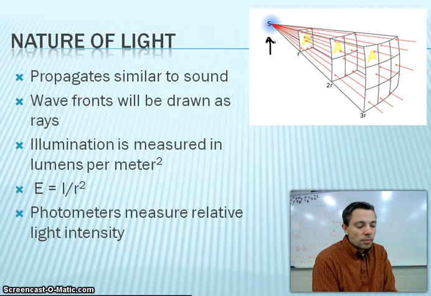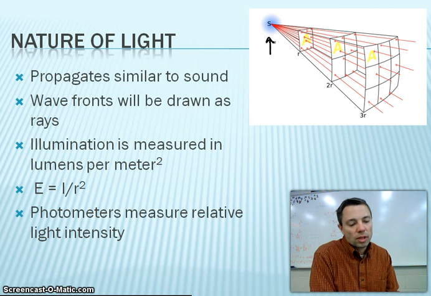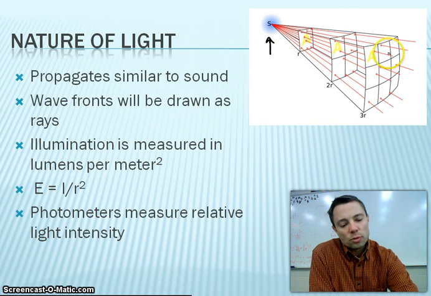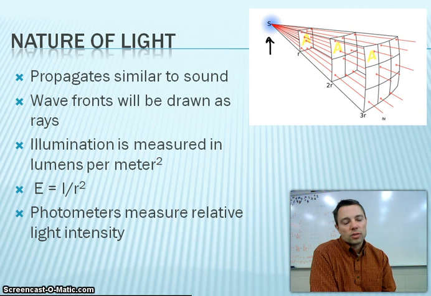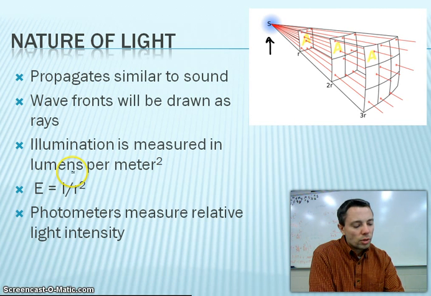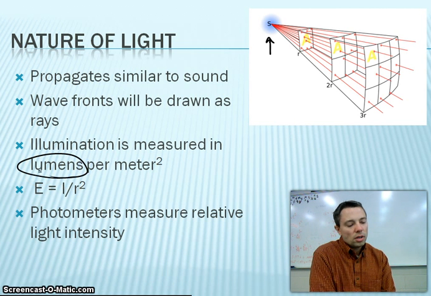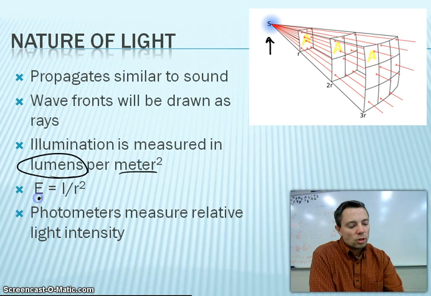All right. So now illumination is measured in lumens per meter squared. So in other words, this would be my light bulb and this would be my desktop. And so I'd say, well, how much illumination do I have on my desktop based upon the light sources that we have? And we measure it based on the lumens per meter squared. So it's the amount of lumens, luminous intensity, per area. And that's how we figure out illumination. So E here represents illumination.